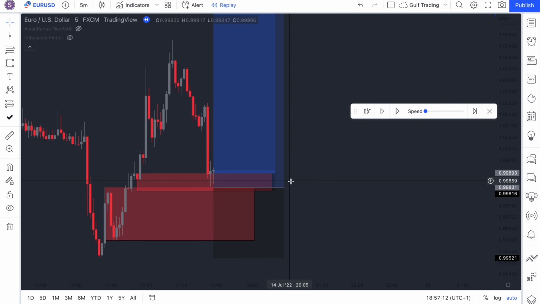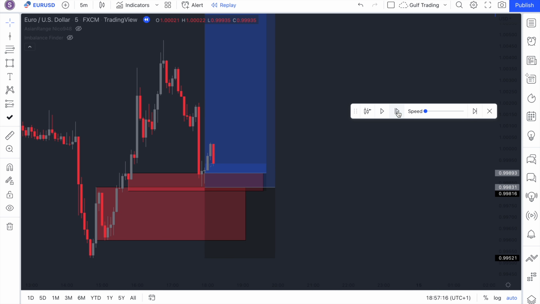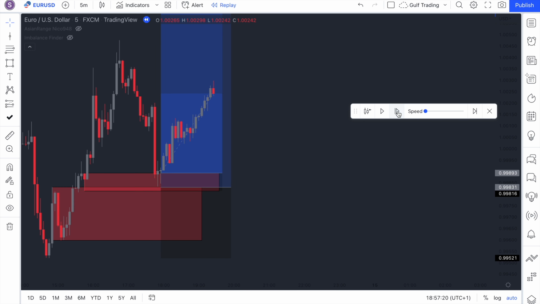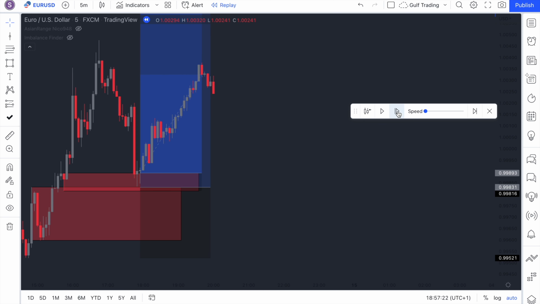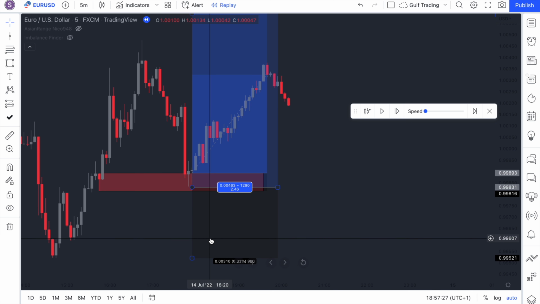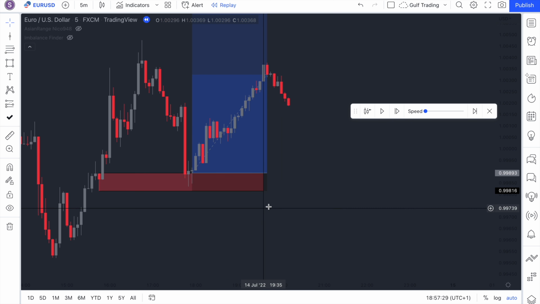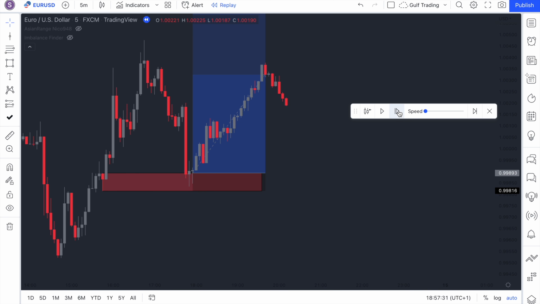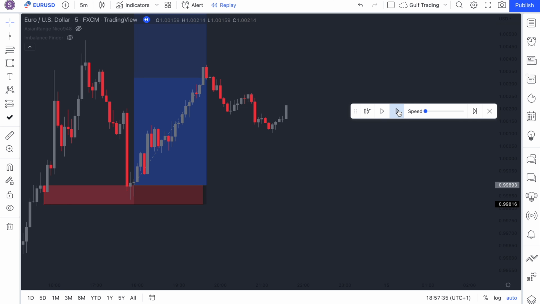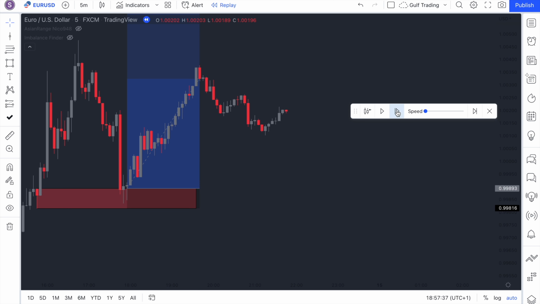Okay, so it's tapped into our first zone. Looks like it could push up. Okay, so it's going up. Okay, so it did miss our second zone, but that's alright. We've got a nice entry on the first one. You can always look for re-entries as well. You don't always have to get that first one.